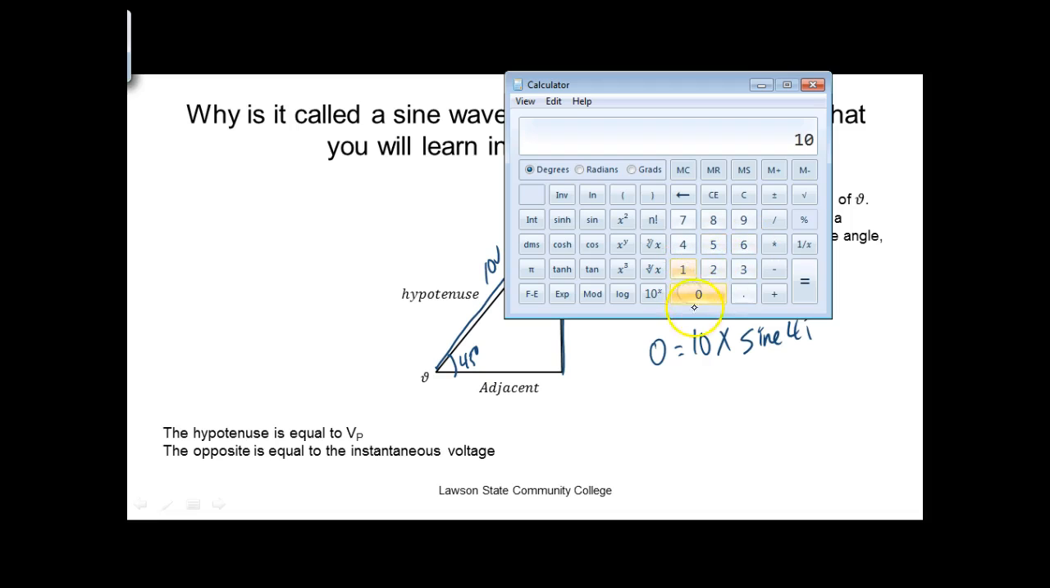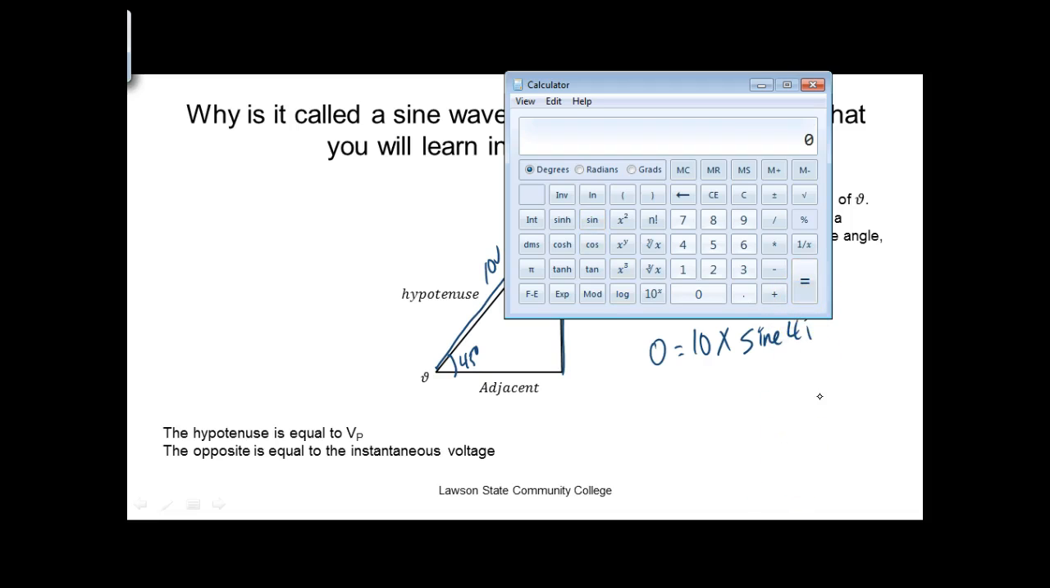Let's say 90 degrees. Now 90 degrees is supposed to come up and be 10, right? You understand? So I say 10 times the sine of 90 degrees. And what's the sine of 90 degrees? 1, so 10. Let's say 180 degrees. So 180 degrees should be 0. So I'm going to say 10 times the sine of 180. What's the sine of 180? 0.